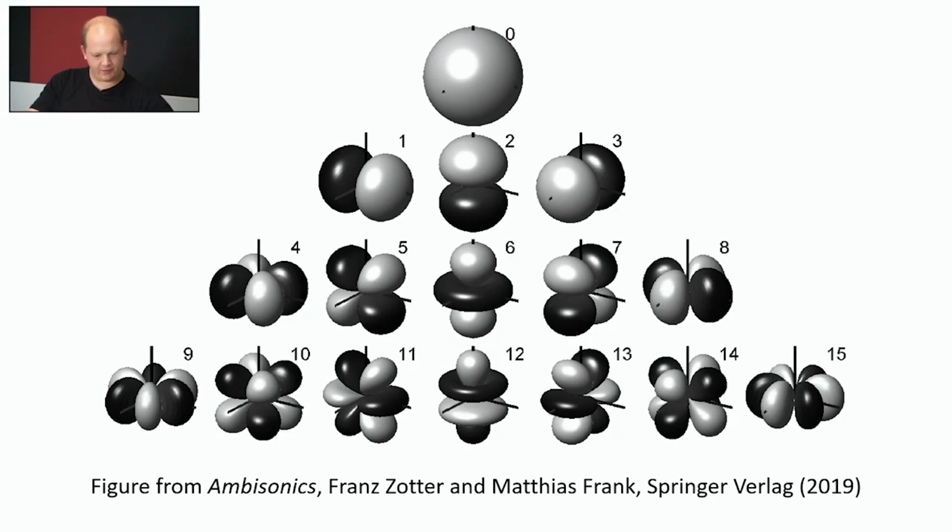This graph is, by the way, from a very good book. It's for free. It's called Ambisonics by my dear friends Franz Zotter and Matthias Frank. So make sure to check it out if you want to know more details. I want to talk about first order Ambisonics today. So this is basically omni and figure of eight characteristics.